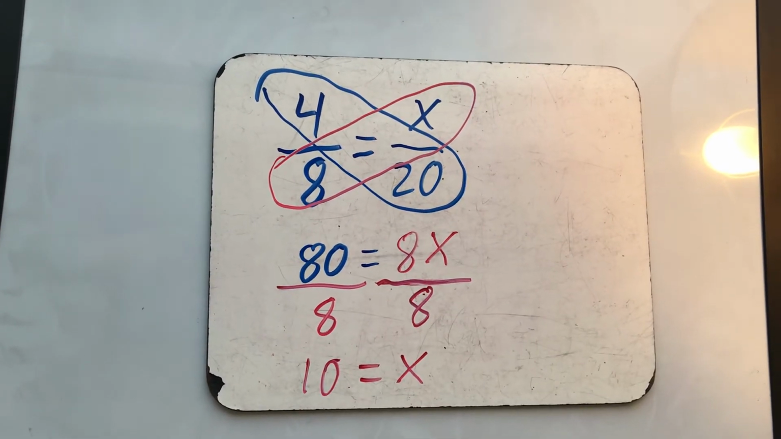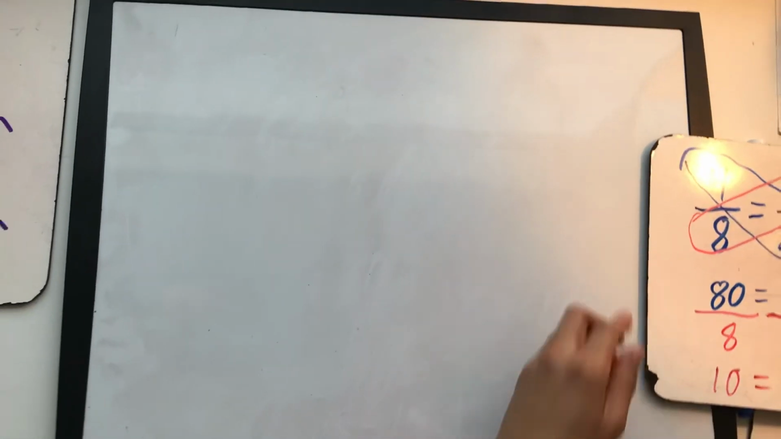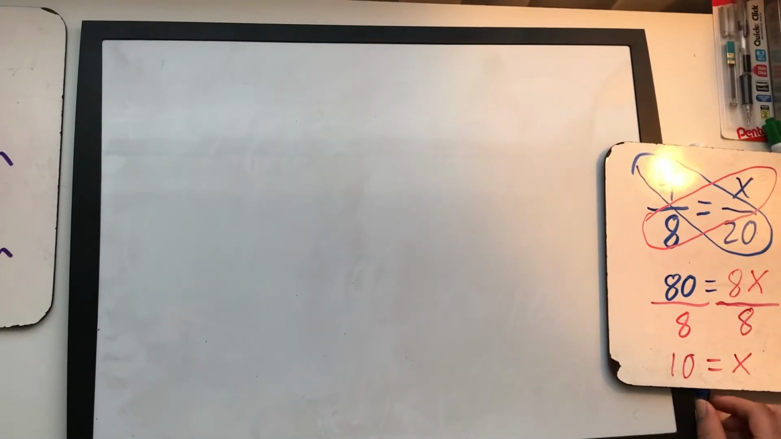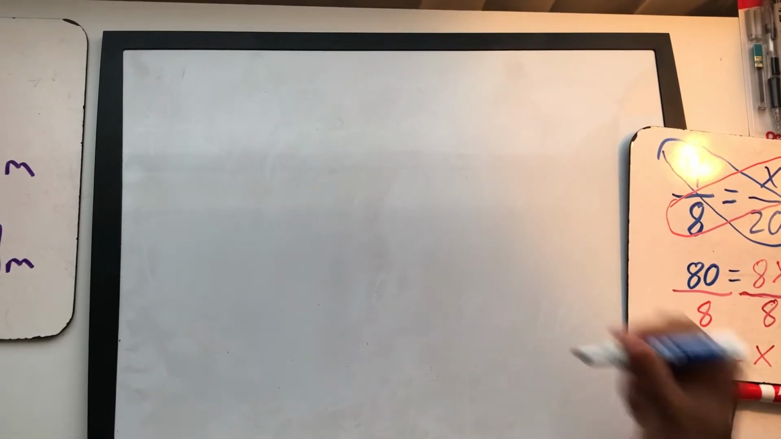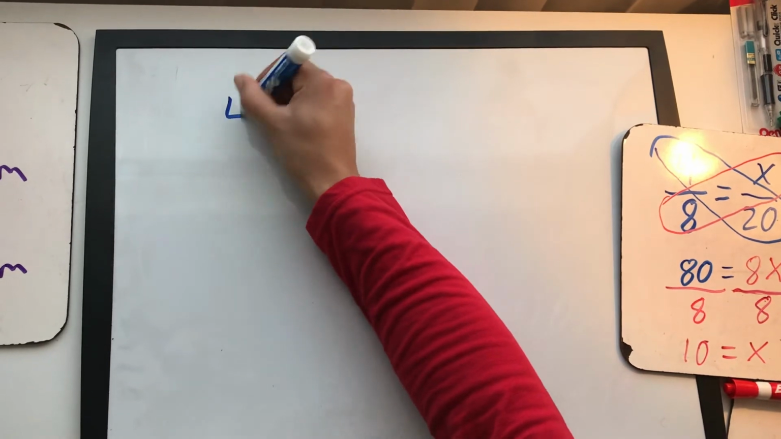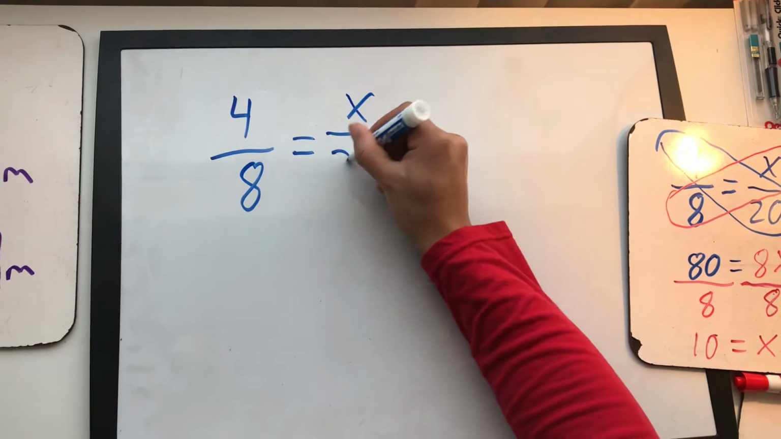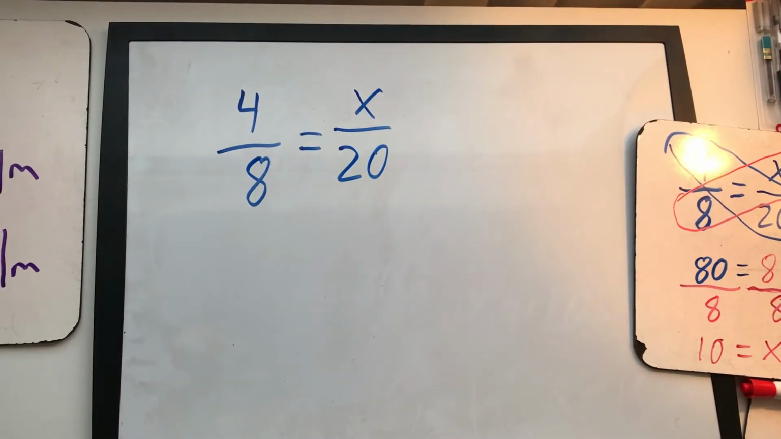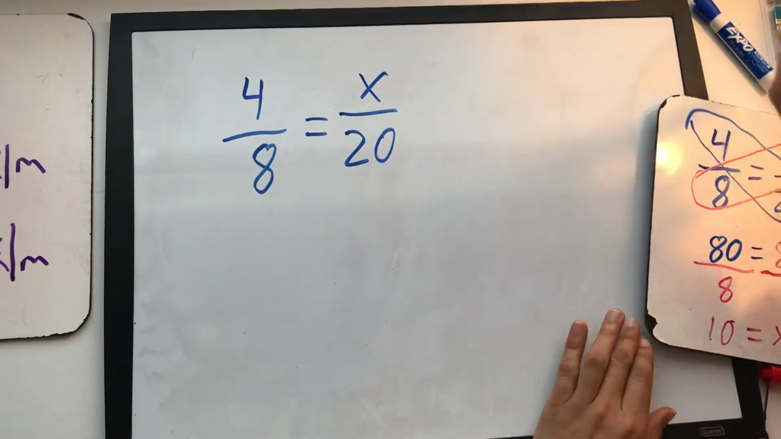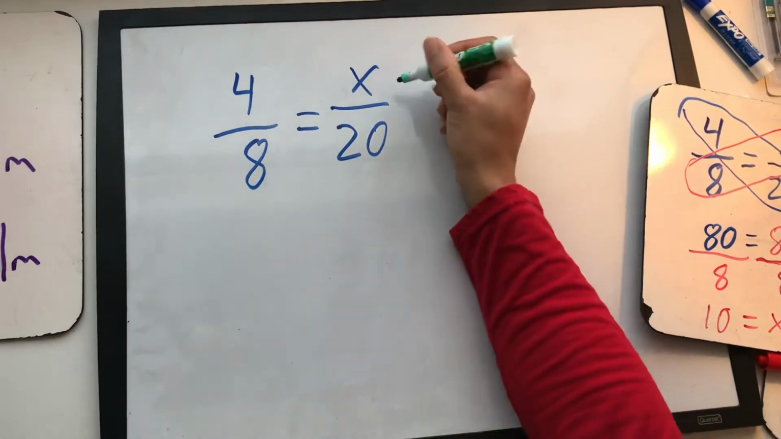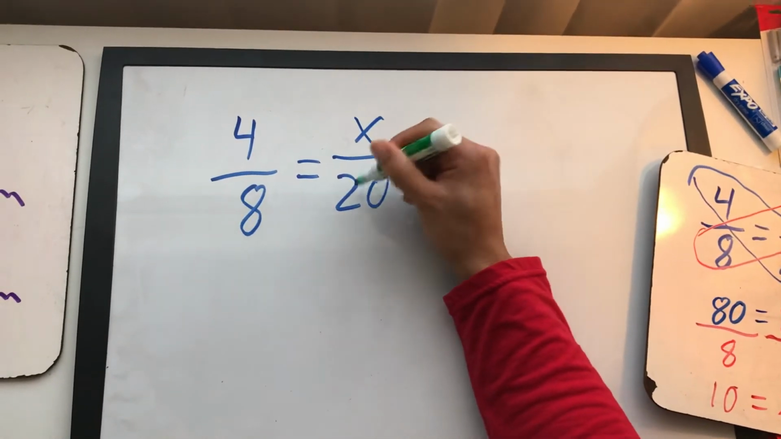All right, let's see what happens if we do this same problem out, but instead of using cross multiplication, we just solve it like a multi-step equation. So our problem was 4 over 8 is equal to x over 20. This one's going to be a little easier, in my opinion, because our x is already in the numerator position. So to isolate it, we simply have to get rid of this divided by 20.